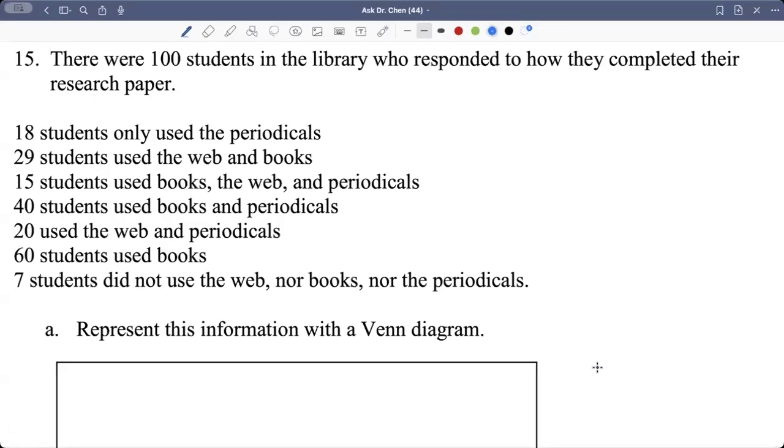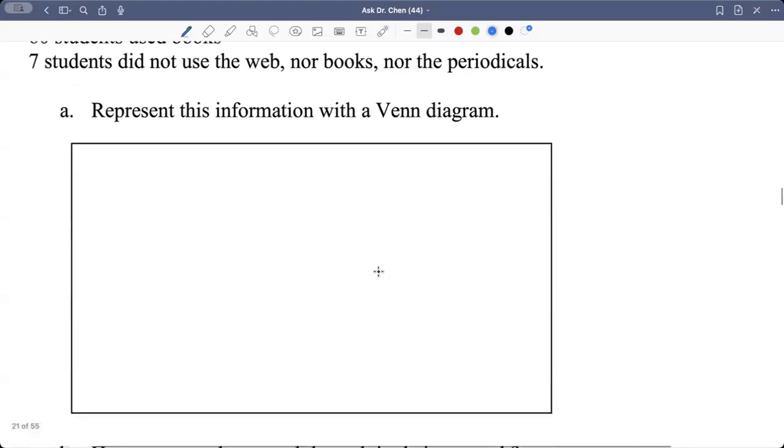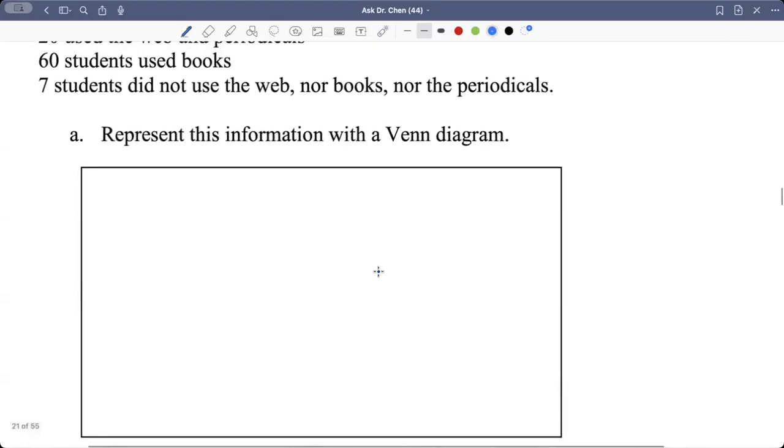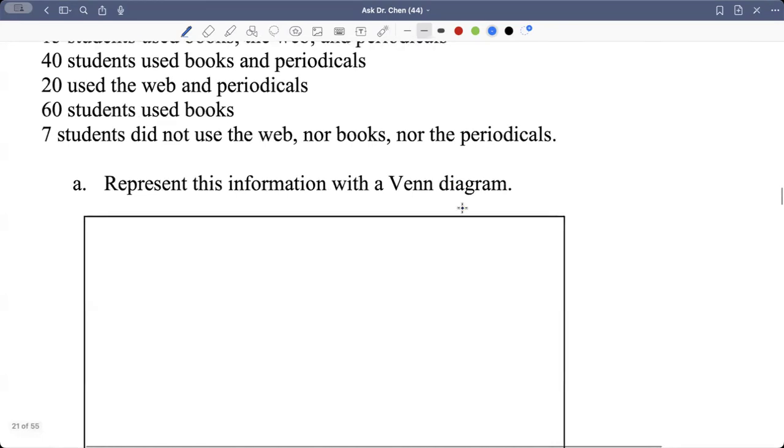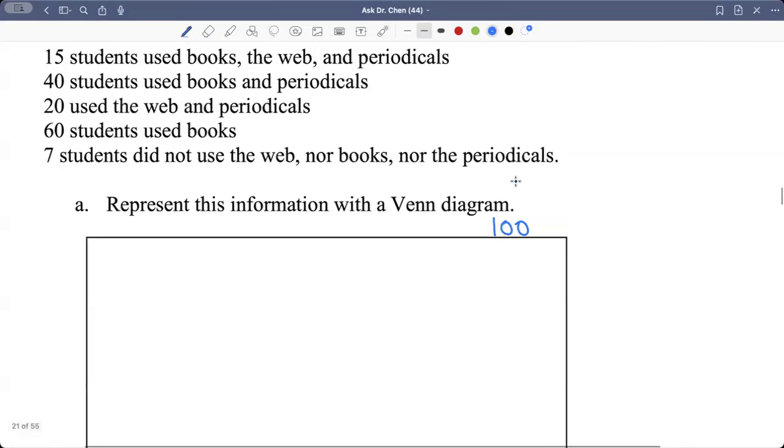Let's try to draw a Venn diagram. This question is saying there were 100 students in the library who responded to how they completed their research paper. We use this rectangle to represent a universal set. How many people? 100 students. So we know the cardinality of this universal set is 100.